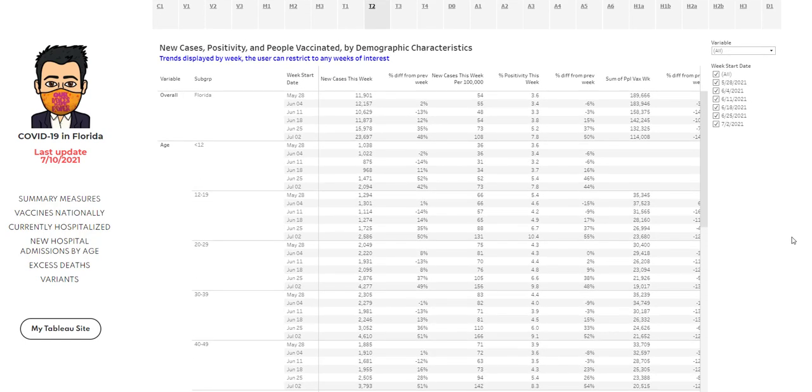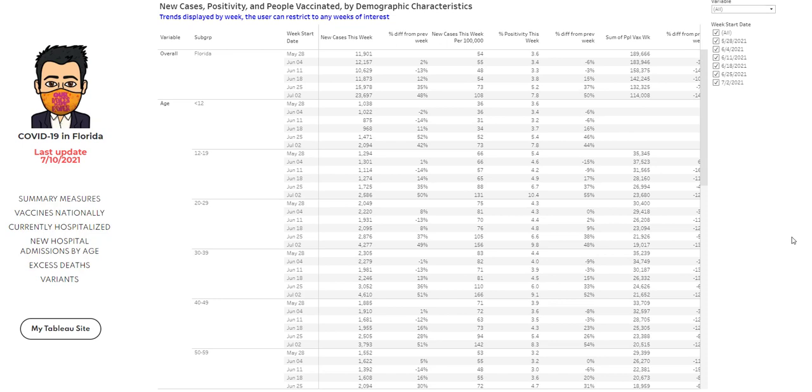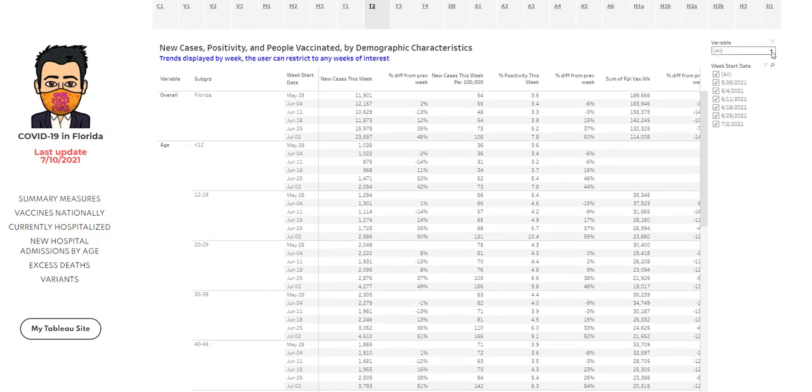In this case, the focus is on demographics. You can select from this drop-down box a breakdown by age, by gender. You can just look at the overall numbers. You can stratify by race. And again, the idea is within each of those groups, how have we been changing over time? And again, you can dictate what weeks you want to compare.